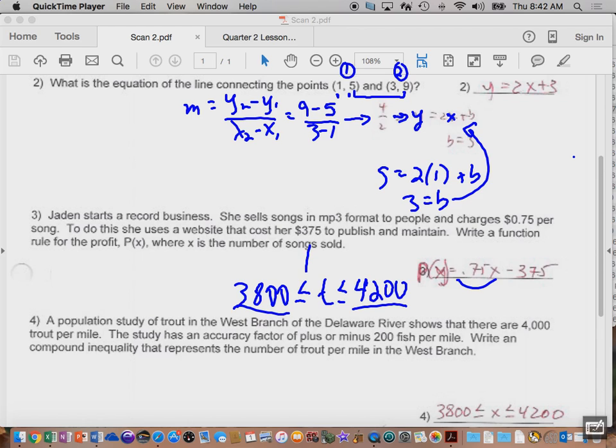Next, some people messed up these symbols. This part here, whenever it's a bounded interval, this will never change. It's a less than or equal to symbol, whatever the variable is, a less than or equal to symbol. The reason is because the trout is going to be greater than the 3,800, but the trout is also less than or equal to the 4,200. So the symbols will always maintain in that direction whenever you're noting a bounded interval.